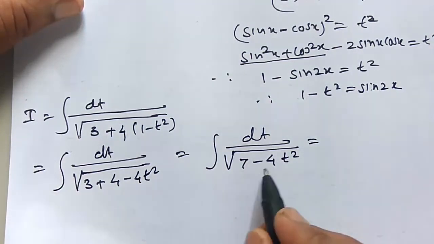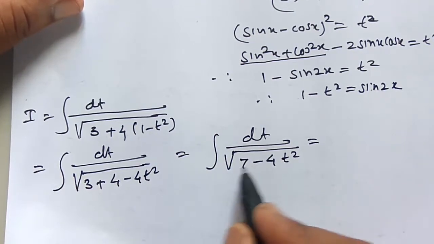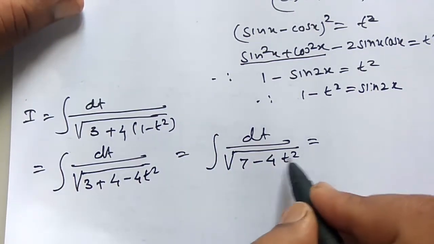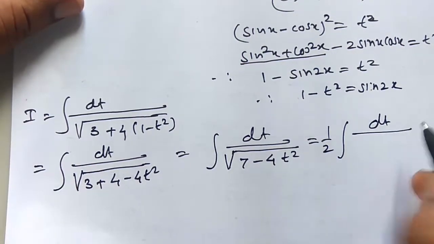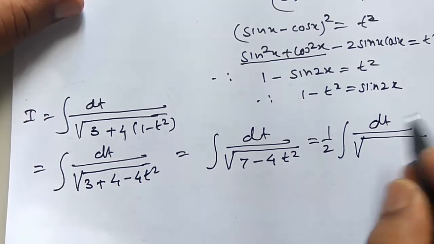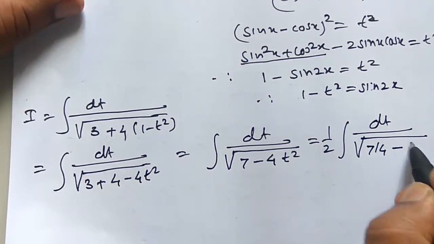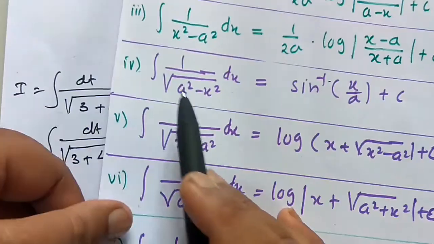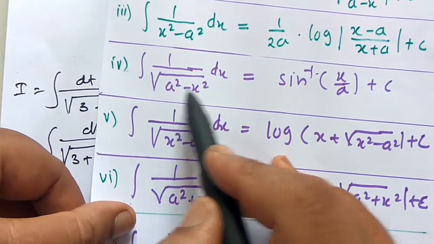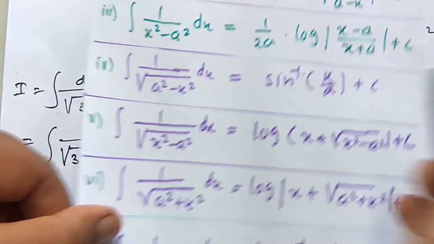It is equal to, we can take 4 out of the radical sign common. So after taking it from the radical sign it becomes 2. So 1 upon 2 dt upon under root of 7 by 4 minus t square. Using the formula, integration of 1 upon under root of a square minus x square is equal to sin inverse of x upon a plus c.